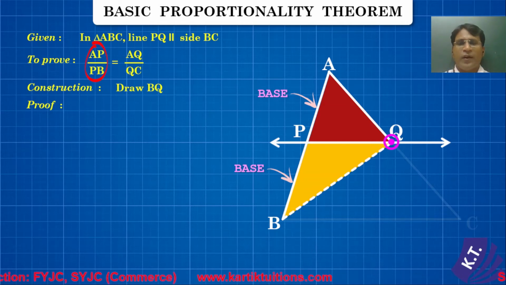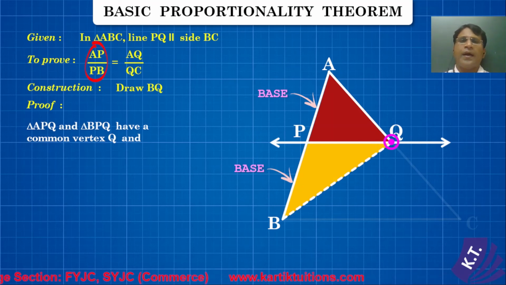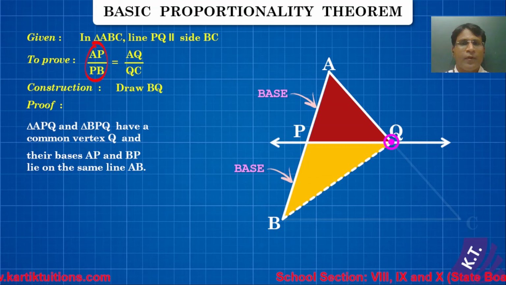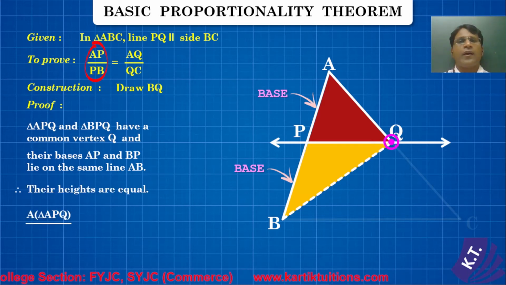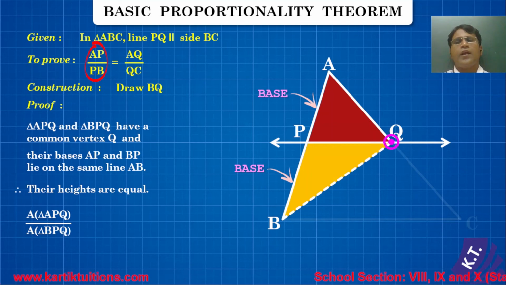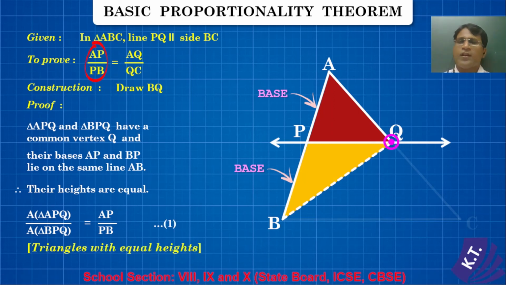Now if you observe the figure carefully, triangle APQ and triangle BPQ have a common vertex Q, and their bases, that is AP and PB, lie on the same line AB. Now because of this condition, I can say both the triangles have equal heights. So the ratio of area of triangle APQ upon area of triangle PBQ will depend on the ratio of their corresponding bases, that is AP upon PB. And the reason will be what? Triangles with equal heights. That is our equation number 1.